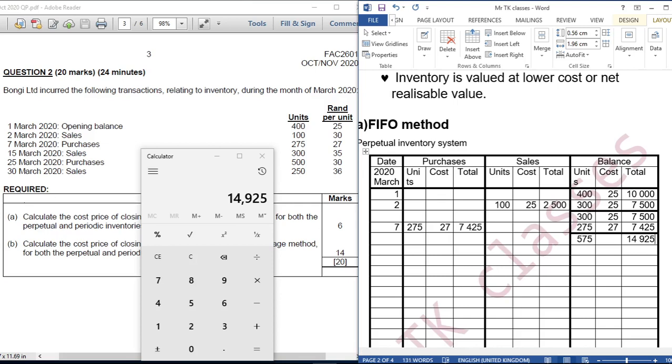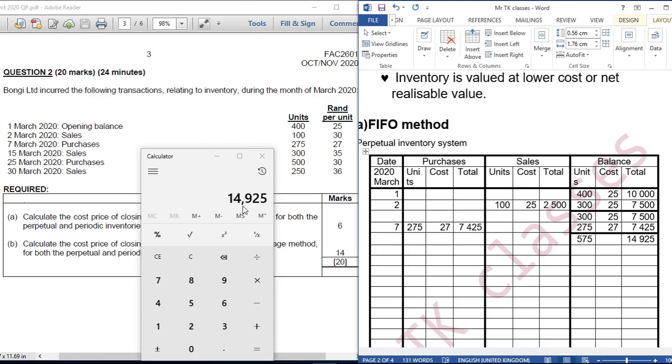14,925. Because remember, we are using perpetual. So after each and every purchase, we have to value all the inventory that we have. After each and every sale, we have to value all the inventory that we have. Okay. So now we move on to the next one. We move to the transaction on the 15th.